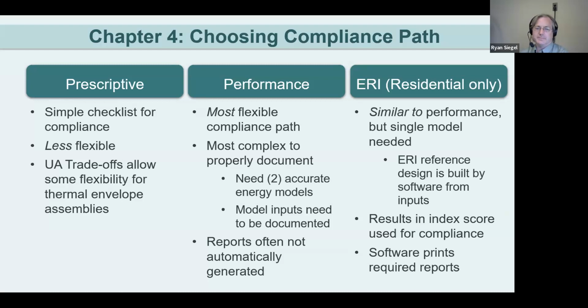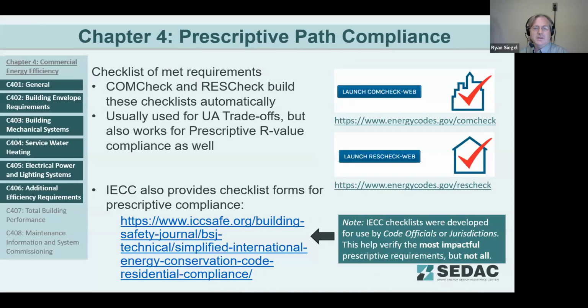So again, ERI, I mentioned that as residential only. And so commonly that's going to be done by someone who oftentimes is a HERS rater, but not necessarily required for that. So, mention prescriptive path. Again, this is where ComCheck, ResCheck come into play. Again, this is typically the UA trade-off for that.